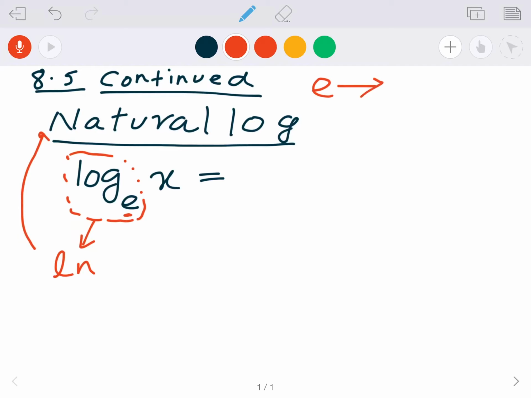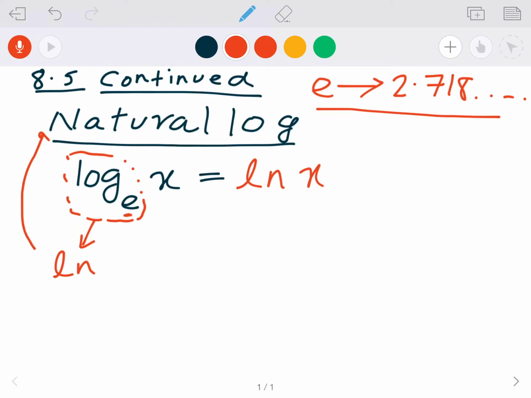This is equivalent to 2.718 and so on. So this is a big number with decimals, but you don't need to know this part. You just need to know e is a number. That's all you need to know. So whenever you see log of base e, you can replace that by ln. So this is also the same as ln of x, or natural log of x. Okay, we will be using this idea later on.